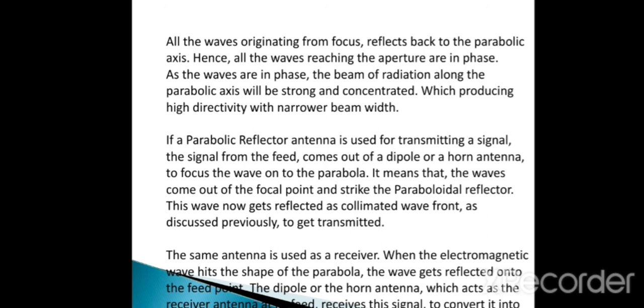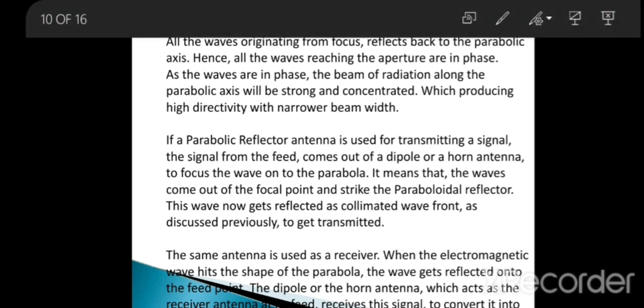So the same antenna is used as a receiver. Both transmitting and receiving will be applicable by using parabolic reflectors. When the electromagnetic wave hits the shape of the parabola, the wave gets reflected onto the feed point. The dipole or the horn antenna, which acts as a receiver antenna, and the feed receiver convert the signal into electromagnetic waves.